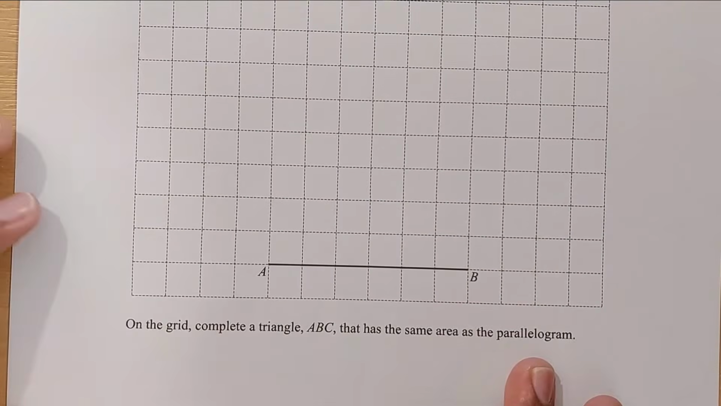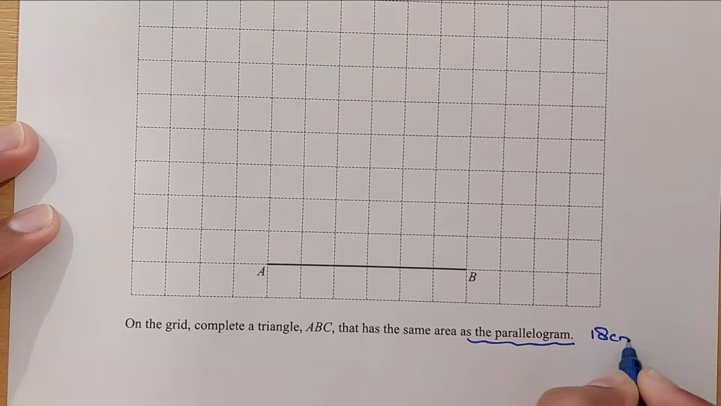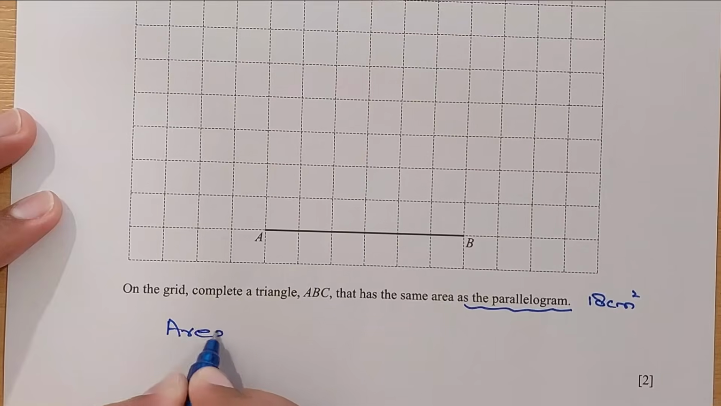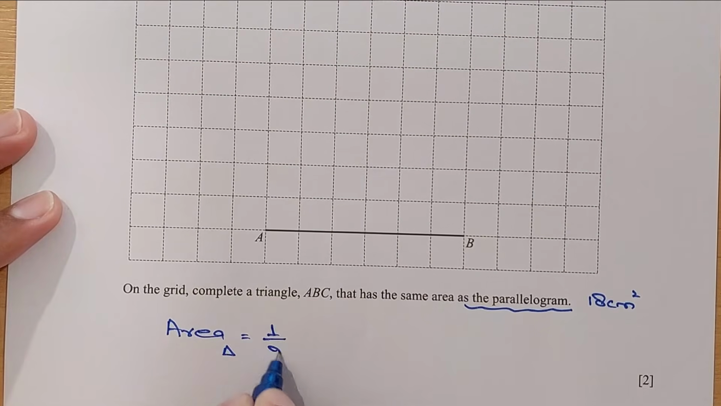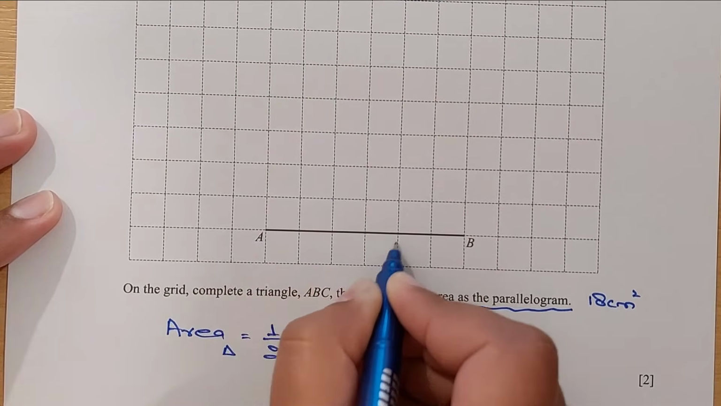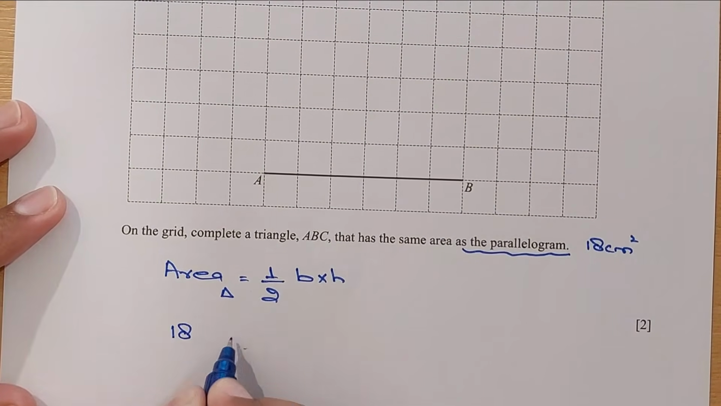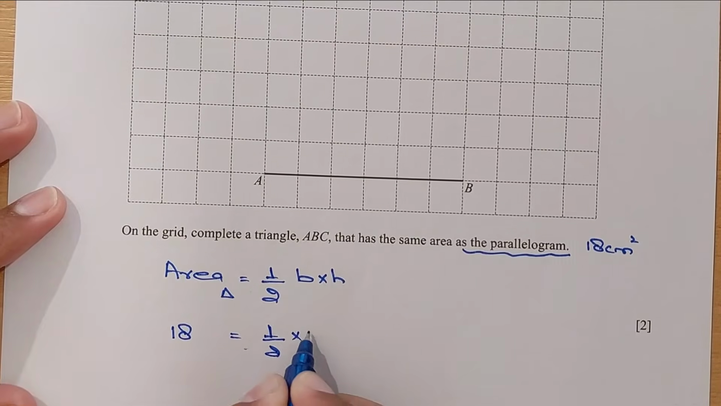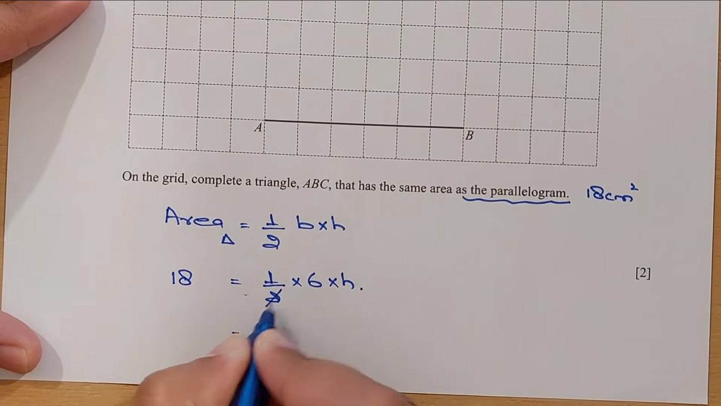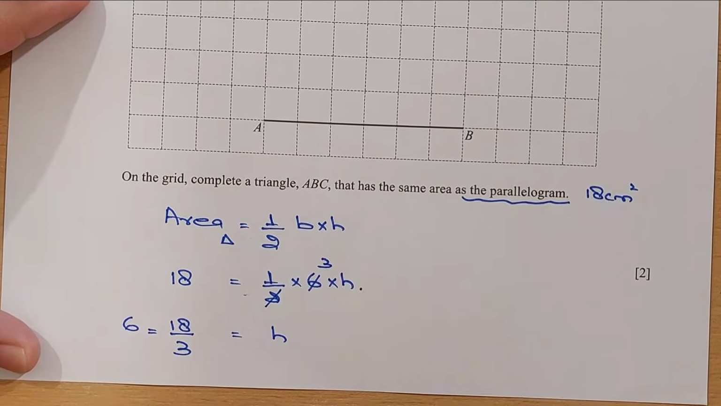Now we need to draw the triangle that has the same area as the parallelogram. So the area of the parallelogram is 18 square centimeters. The area of the triangle must be equal to 18 square centimeters. The area of a triangle has the formula half times base times height. So this is the base: 1, 2, 3, 4, 5, 6 units. So that must be equal to 18, right? 18 equals half times 6 times h. So we get the value of h: 2 times 3 is 6, so 18 divided by 3, the height is 6 centimeters.